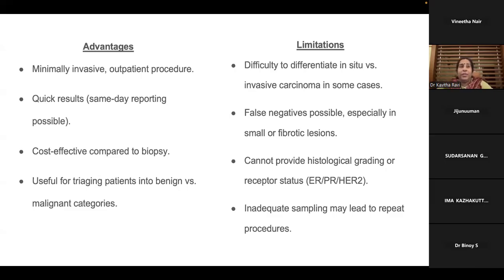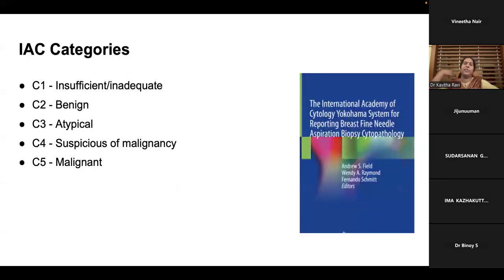And then inadequate sampling. Adequacy in breast aspirate is very important before you commit to a diagnosis. Previously, we used to give descriptive reports such as atypical cells, benign ductal epithelial cells, or epithelial proliferative lesion. But now we have to report based on the Yokohama categories, that is, the International Academy of Cytology categories. There are only 5 categories: C1, C2, C3, C4, C5. As described on the screen: insufficient, benign, atypical, suspicious of malignancy, and malignant. That's the category for any cytology.